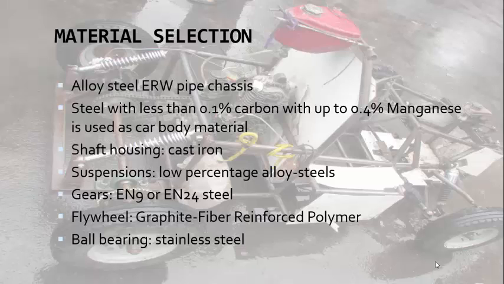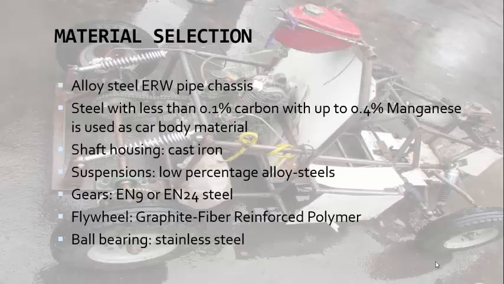Other than steel, glass fiber can also be used as a car body material, but glass fiber has a major drawback. It cannot be used in countries like India or any other country which experiences rain, because glass fiber is damaged by water. That's a major setback. Other than this, carbon fiber can also be used as car body material, but the main problem with carbon fiber is that it is really expensive. So steel with less than 0.1% carbon and up to 0.4% manganese is used as car body material. That's a standard material that is used to make car bodies in the current industry.